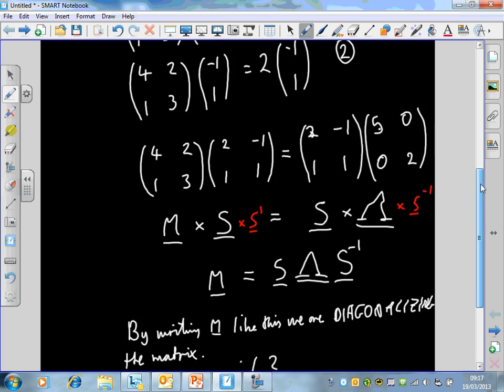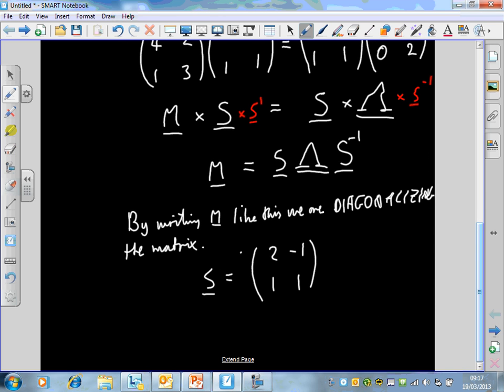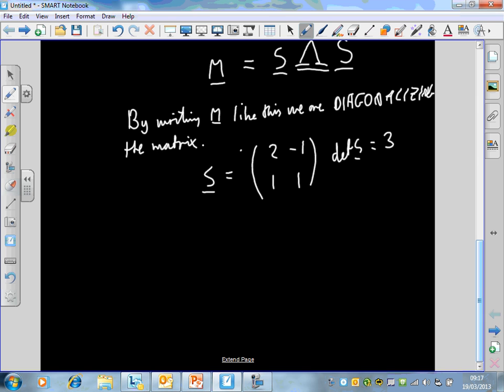So what was it? 2, 1, minus 1, 1. Okay, so the determinant of S is 3: 2 times 1 is 2, minus minus 1 is 3. So the inverse of S is going to be 1 over 3. Anybody remember the 2 by 2? 1, 1, minus 1, 2.